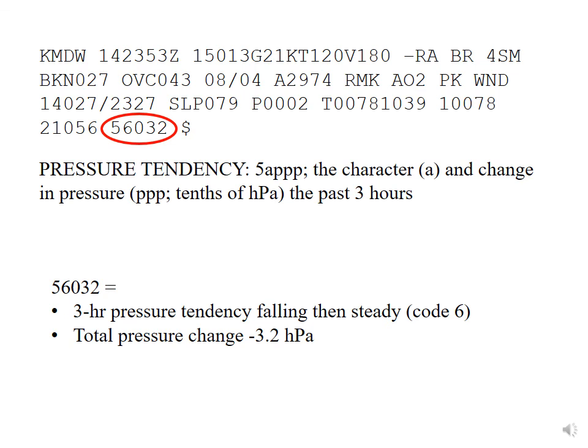And then we have the pressure tendency in tenths of a hectopascal in the past 3 hours. From code number 6, we know that the tendency was falling, so it's going to be minus, and then it's going to be 3.2 hectopascals.